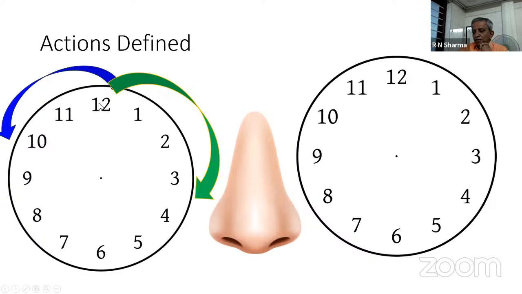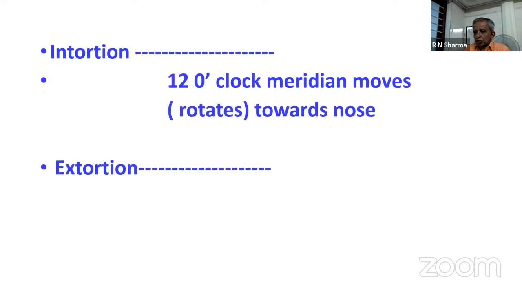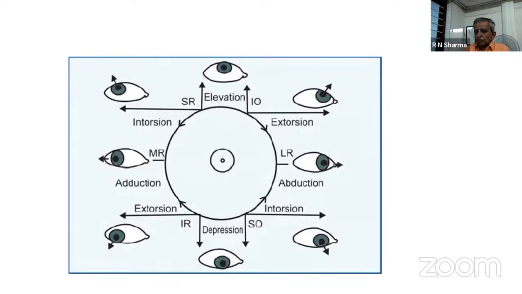That is how we define it, since the cornea is totally transparent and you cannot identify the movement. So look at the vessel nearby and imagine what would have happened to the 12 o'clock meridian. It either goes towards the midline, towards the nose, or away from the midline. Depending upon that, you can decide whether it is an intorsion or extorsion. Again, intorsion: the 12 o'clock meridian rotates towards the nose. Extorsion: the 12 o'clock meridian moves away from it.